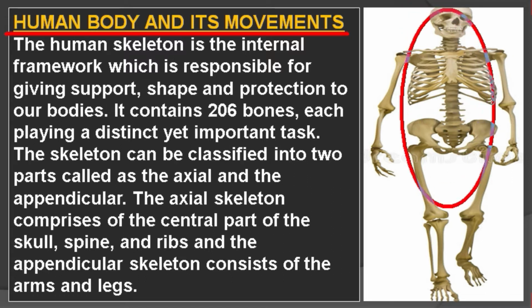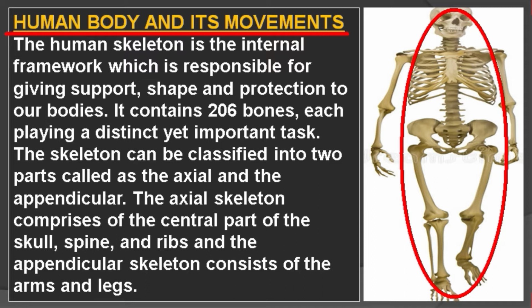Students, the human skeleton is the internal structure in organisms which helps in bringing about the movements in an organism's body. This human skeleton forms a framework that gives shape to the body and provides support to organisms. And it contains 206 bones. Each bone is different from the others, but yet all the bones perform a very important task in an organism's body.